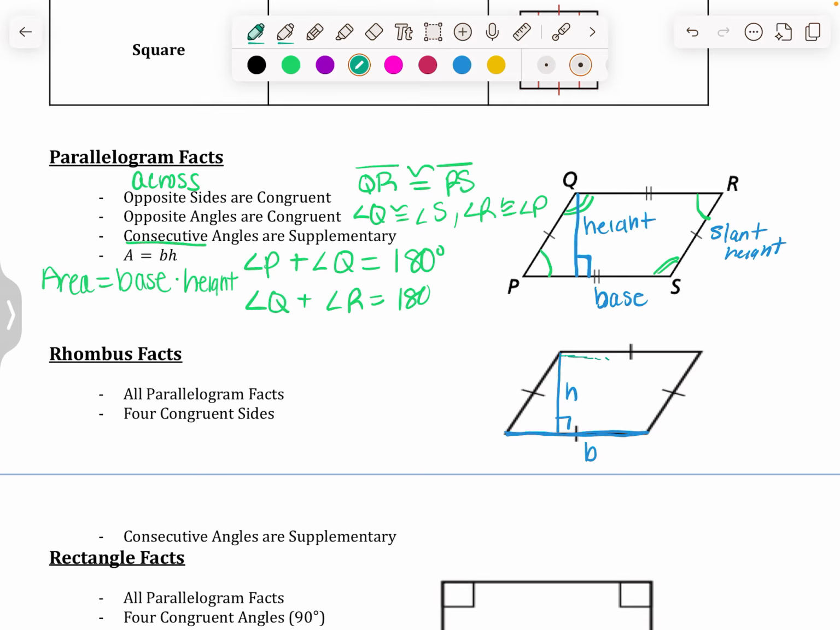Okay, never mind. And then it also has all four sides congruent. So that's what makes it a rhombus. So it has all the same facts and then also the four congruent sides, which is similar to a square, but remember the rhombus is like a slanted square. So it has the slants. A square has all four congruent sides, but four right angles. And then consecutive angles are also supplementary in a rhombus.